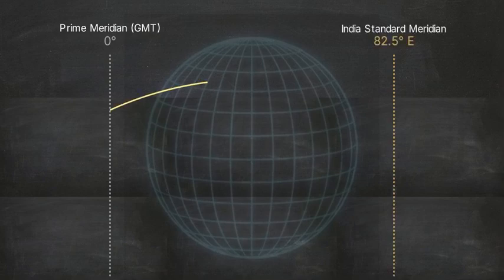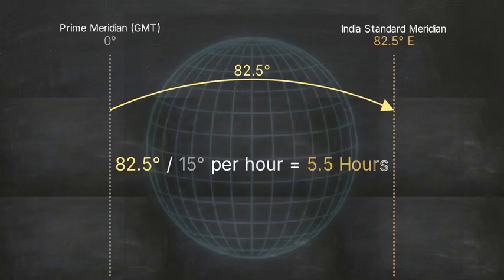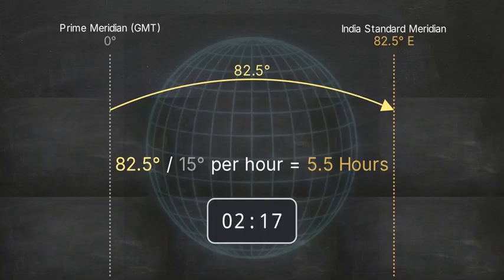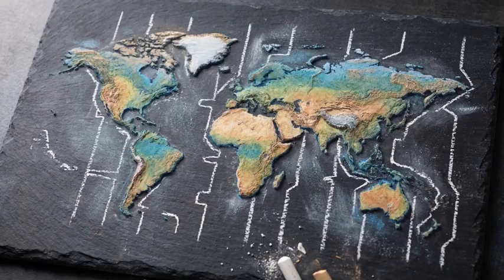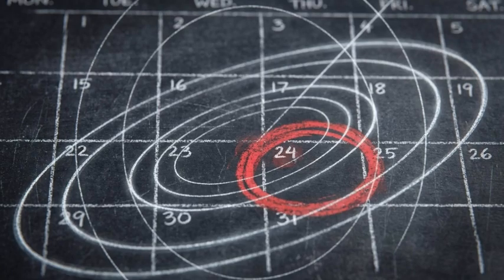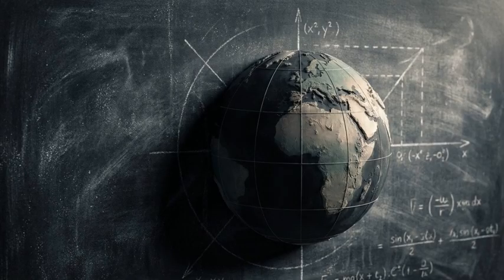Apply this to a real-world calculation. India's standard meridian is located at 82.5 degrees east. Dividing 82.5 by 15 degrees results in exactly 5.5. This mathematical reality dictates why Indian Standard Time is strictly 5.5 hours ahead of Greenwich Mean Time. The hours on a clock, the borders of a time zone, and the dates on a calendar are direct mathematical translations of an oblate spheroid spinning through the solar system.